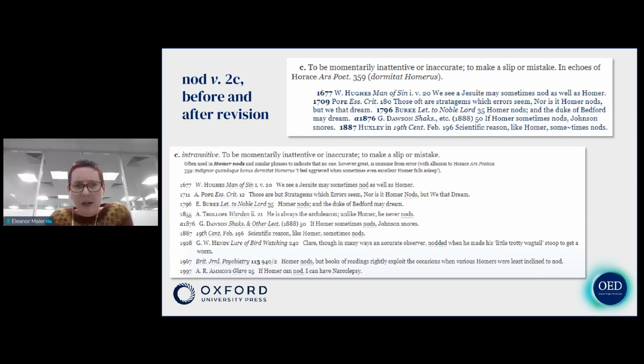And so you have to know what Horace is, what Dormitat Homerus is. So it's assuming you know Latin and are familiar with the Latin poet Horace. And below we have the revised entry where we explain the allusion. We give much more context, and we also translate the Latin itself so the user can trace a path from the use in the poetry of Horace to examples as shown in the quotations.